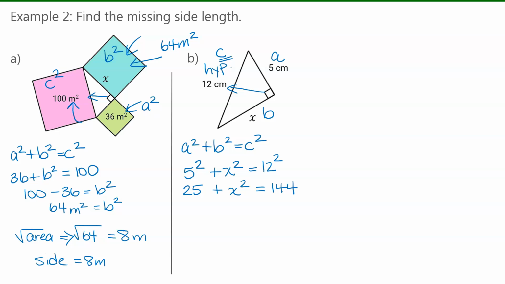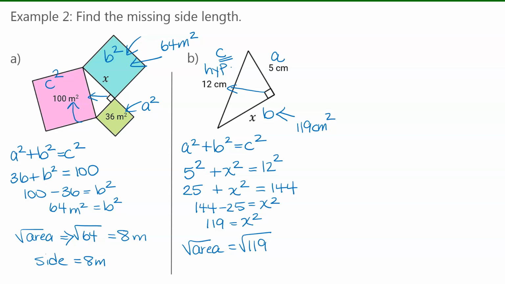If I want to figure out what x squared is, I have to do the inverse operation. So 144 subtract 25 will give me x squared. When I subtract 25 from 144, I get 119. So that's equal to x squared. But remember, they're not asking us to find the area of that square. They're asking us to find the side length. And to find the side length, we always do the square root of the area. So that means I would take the square root of 119.